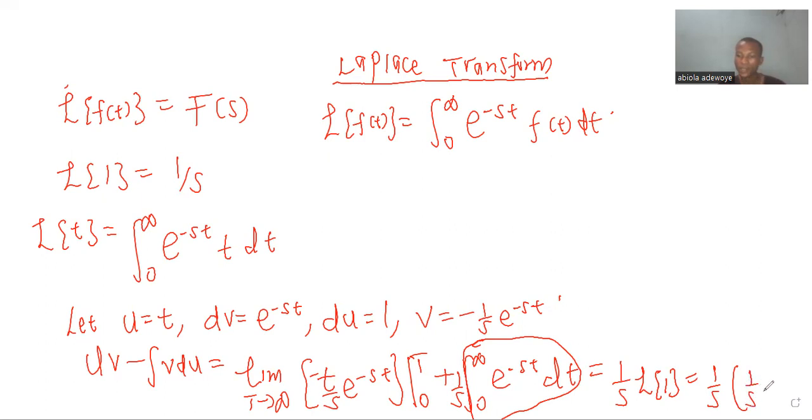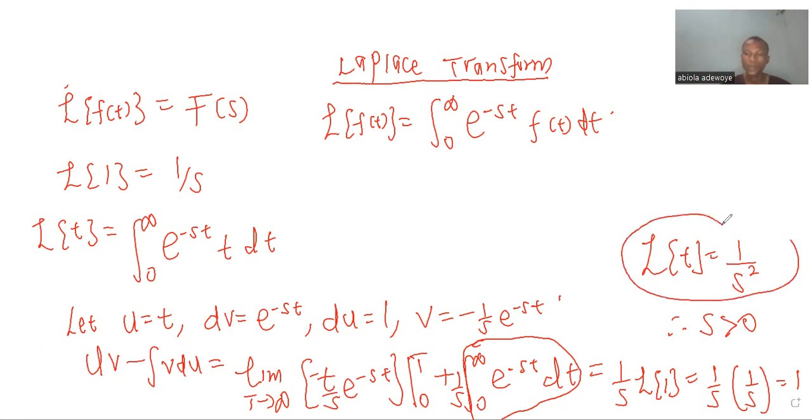1 over s. So it means when you are finding the Laplace transform of t, what do I get? 1 over s squared. And mind you, provided that s is greater than 0. So if you are asked to find the Laplace transform of t, your result is 1 over s squared.